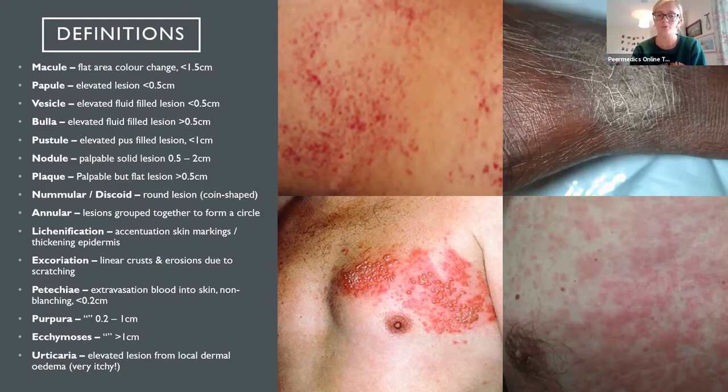So that's your primary worry. That's the thing you want to exclude first off. But it can quite commonly be seen in vasculitis as well. So that's something else you might want to think about, which obviously depends on your type of patient as well. Does anybody want to have a go at describing this one?